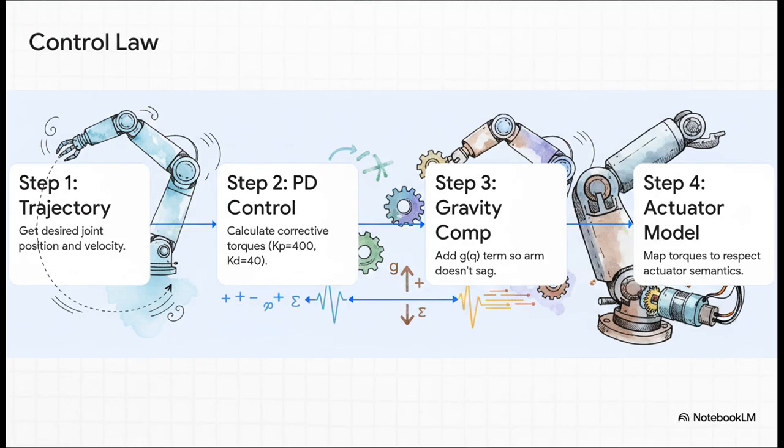This is where the control magic happens. At every single millisecond, we're doing a few things. First, we look at our trajectory and ask, where should the robot be right now? Then we use something called a PD controller, which basically acts like a smart rubber band, to pull the robot towards that desired spot. Critically, we also add in a term to compensate for gravity. You can't forget gravity, or the arm will just sag. And finally, we make sure the commands we're sending are something the robot's actual motors can handle.